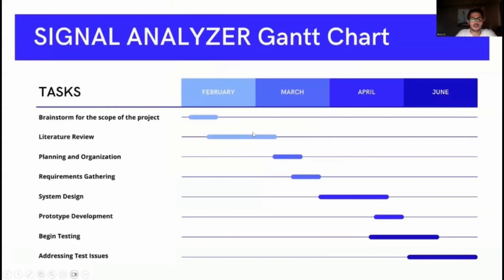Now, I would like to talk about our Gantt diagram, created with the information in our timeline. As you can see here, the entire process is spread over 4 months. Considering the time taken by each task, the tasks that challenged us in this project were the general literature review, system design, and the testing phases.